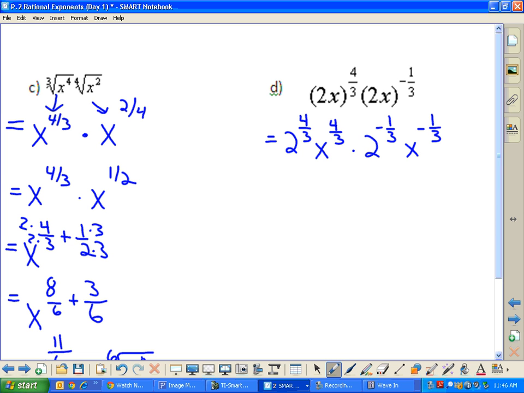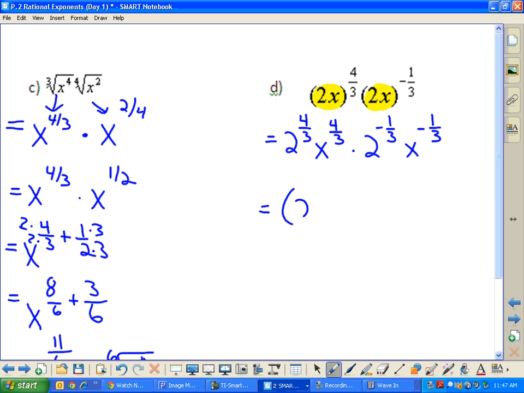Just a little fun fact, purely for your visual entertainment, you do not have to write this part down. My last period class noticed that we had like bases multiply together. You just add the exponents right there, and then that's your exponent for 2x. So that was kind of neat. They saw that. It works the same either way, though. So let's do it your way.